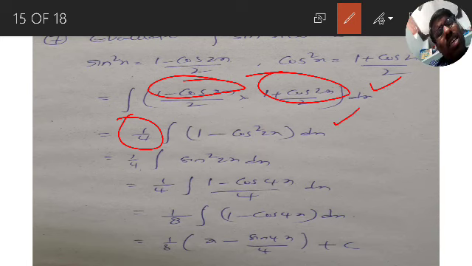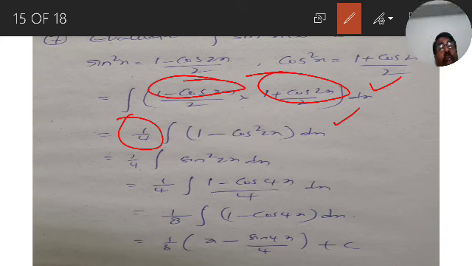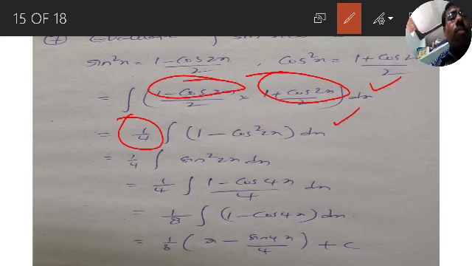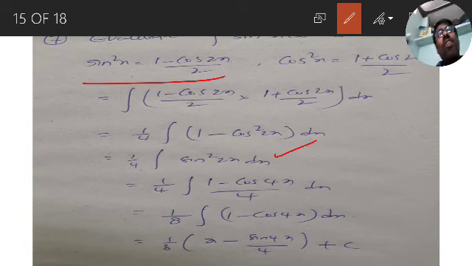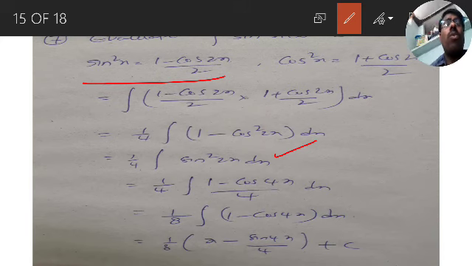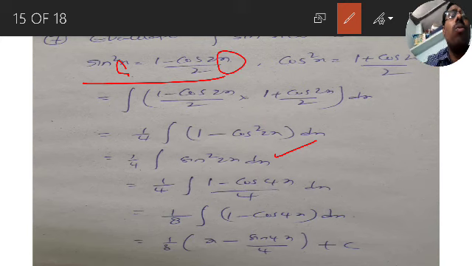But sin square theta plus cos square theta is equal to 1. Therefore 1 minus cos square theta is equal to sin square theta, that is 1 by 4 sin square 2x. Now sin square x is equal to 1 minus cos 2x by 2. Now sin square 2x, in place of x you have to write 2x. If you write 2x in place of x, 2 into 2x is 4x.